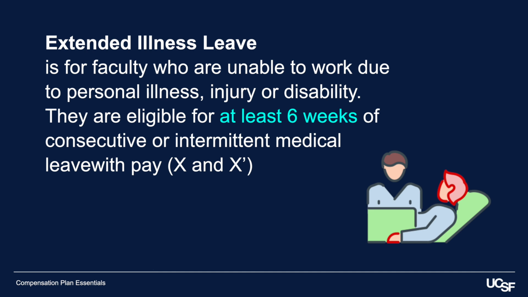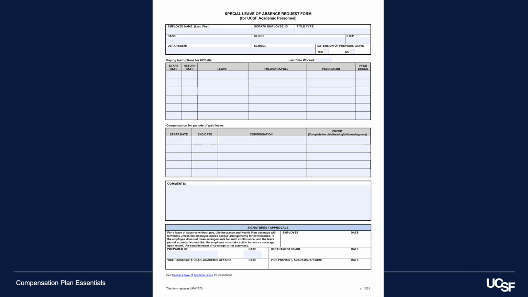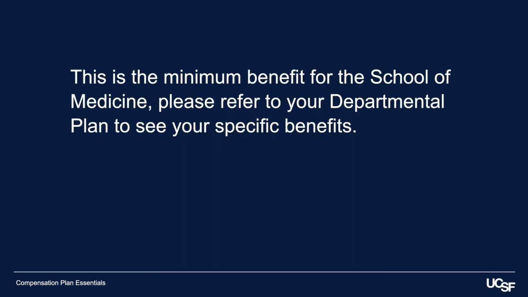Extended illness leave is for faculty who are unable to work due to personal illness, injury, or disability. They are eligible for at least 6 weeks of consecutive or intermittent medical leave with pay. So that's X and X prime. To request extended illness leave, you should complete a leave of absence form and submit it to the department for approval. This is the minimum benefit for the School of Medicine. Please refer to your departmental plan to see your specific benefits.